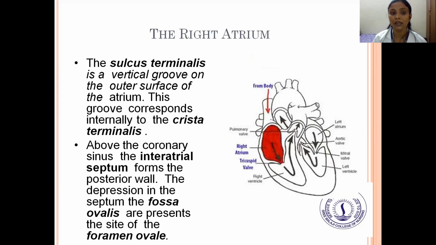And the sulcus terminalis is a vertical groove on the outer surface of the atrium. The groove corresponds internally to the crista terminalis. Above the coronary sinus, the interatrial septum forms the posterior wall. The depression in the septum, the fossa ovalis, is present at the site of the foramen ovale.